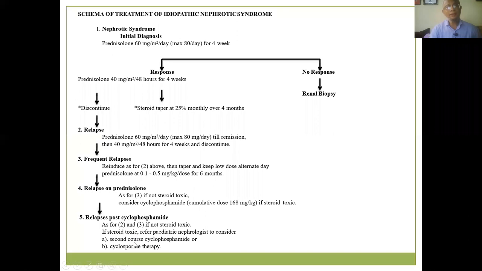Or you can prescribe a second dose or second course of cyclophosphamide or cyclosporine therapy or other immunosuppressive drug. So this is, in a nutshell, the algorithm of treatment of nephrotic syndrome. But initially, if there is no response, then you have to do the renal biopsy to see the type of glomerular lesion, whether it is a membranous nephropathy, a focal segmental glomerulosclerosis, or renal lupus. You have to confirm by renal biopsy if there is no response to steroid in initial therapy.